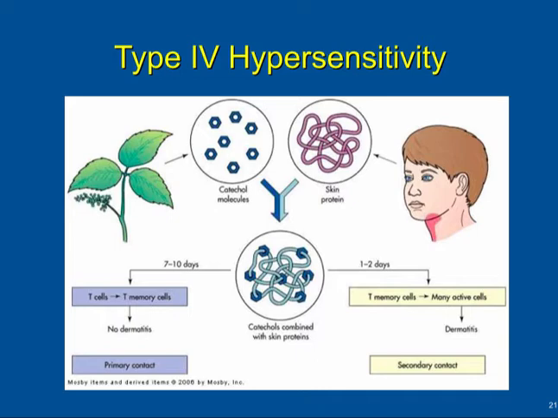So those T memory cells basically can remember this, and they mount that inflammatory response against your tissue, and then you end up with the rash essentially from it. So it's that secondary contact that you'll get it with, but it's T cell mediated essentially. But with dermatitis, you'll see it a lot, and this could be other factors too.